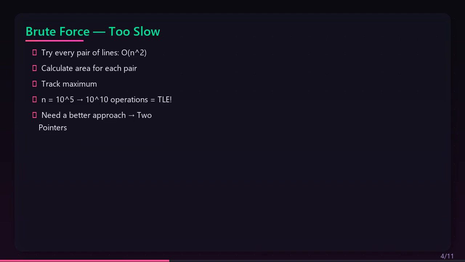Brute force tries every pair. O(n²). With n up to 10^5, that's 10^10 operations. Time limit exceeded. We need something smarter.